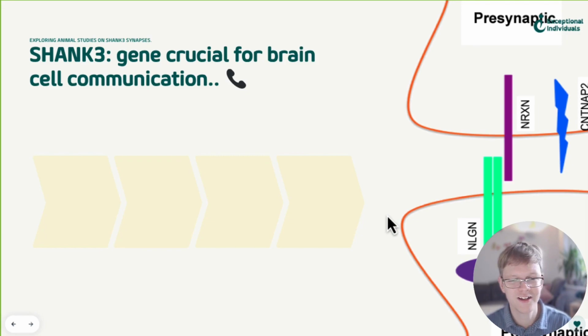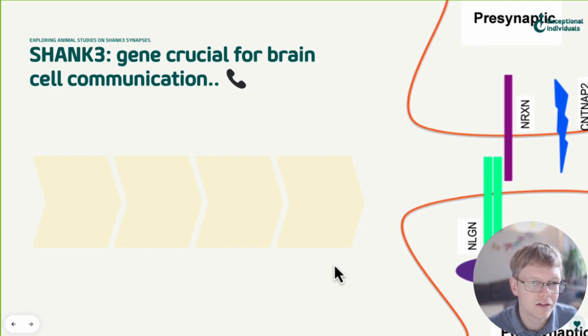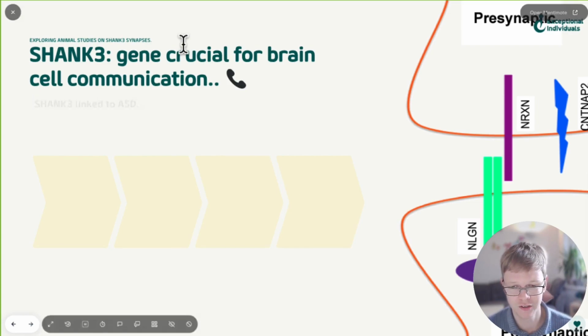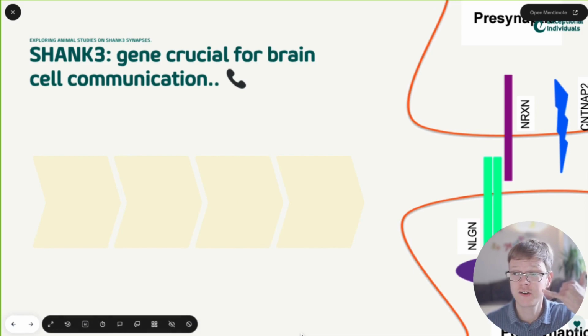But what exactly is SHANK3? It is a protein, but essentially a gene that is crucial for brain cell communication. If the communication isn't working, have you tried restarting your SHANK3 gene? That could be a reason. But let's have a little look.